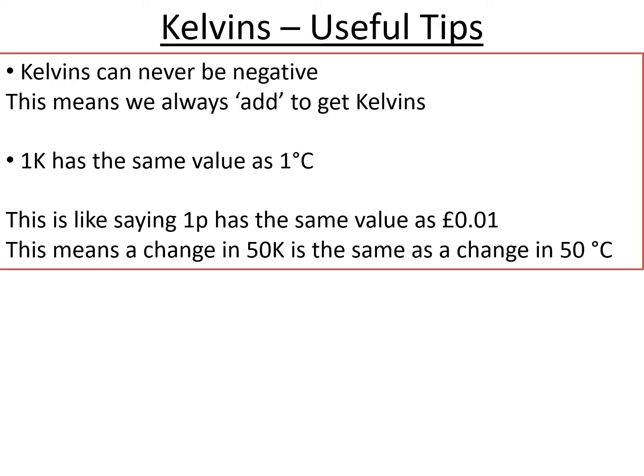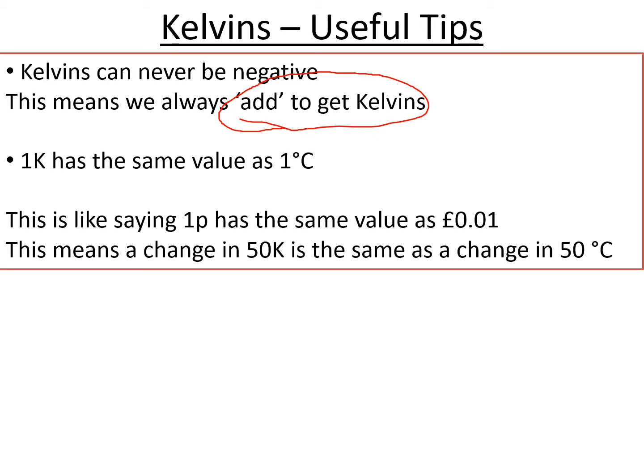Now, a few other tips to know about kelvins. Number one is that kelvins can never be negative, and again, we'll explain why that is later on. A way to remember how to convert from degrees Celsius to kelvins is that to get kelvins, we always have to add 273, because if we subtracted 273 to get kelvins, we could end up with a negative number, and we know that kelvins can never be negative. So my top tip to you is just remember, degrees Celsius to kelvins, you add, because you can never get a negative kelvin. Then you can work out how to do the opposite.